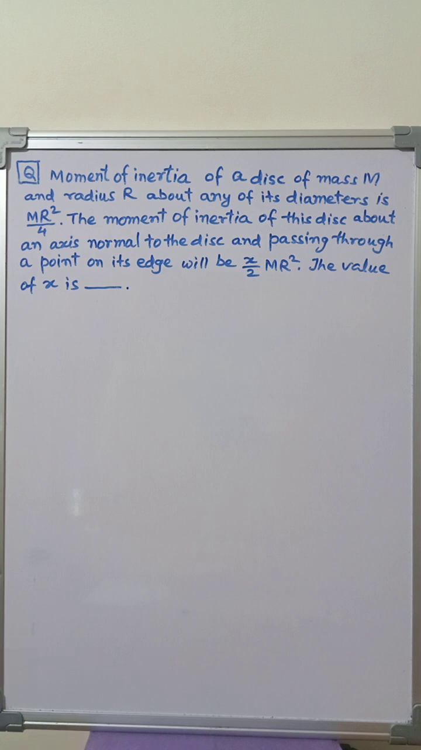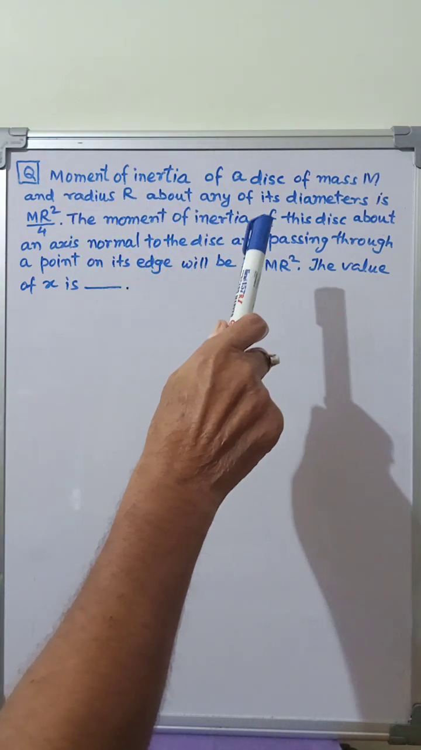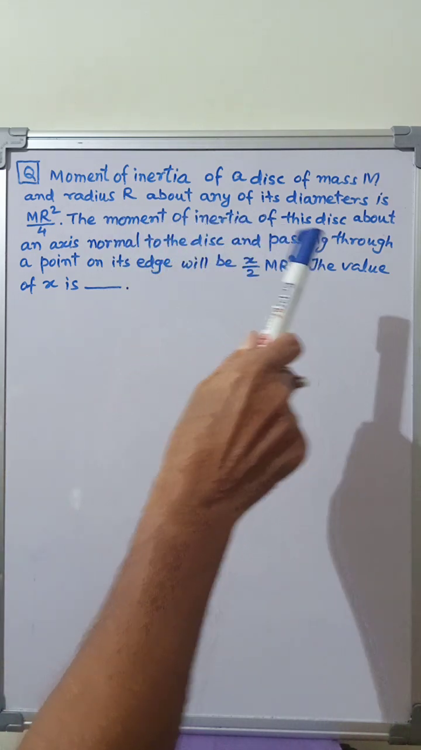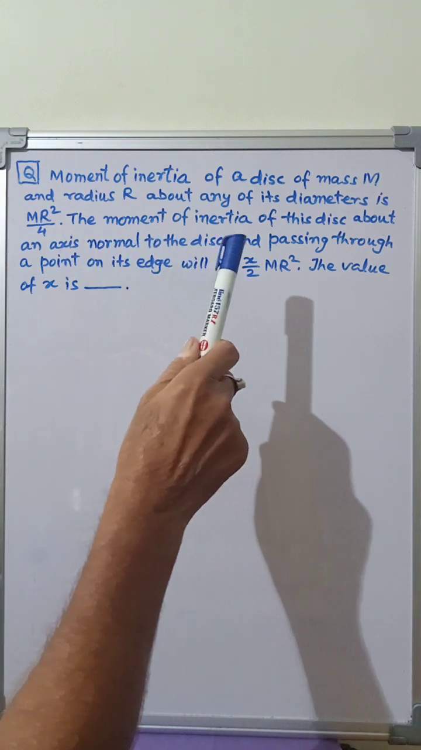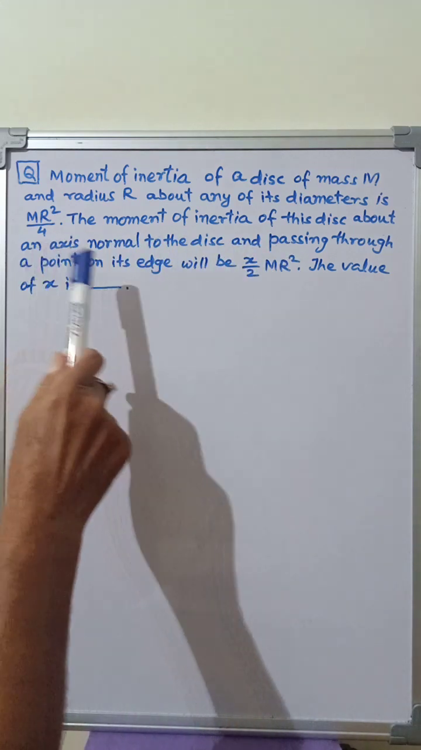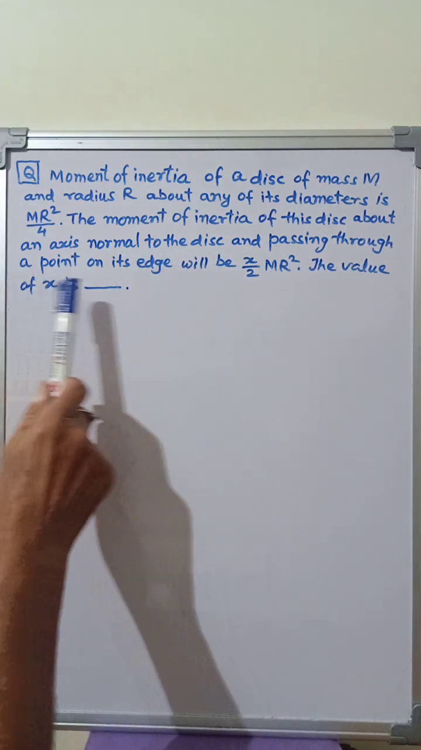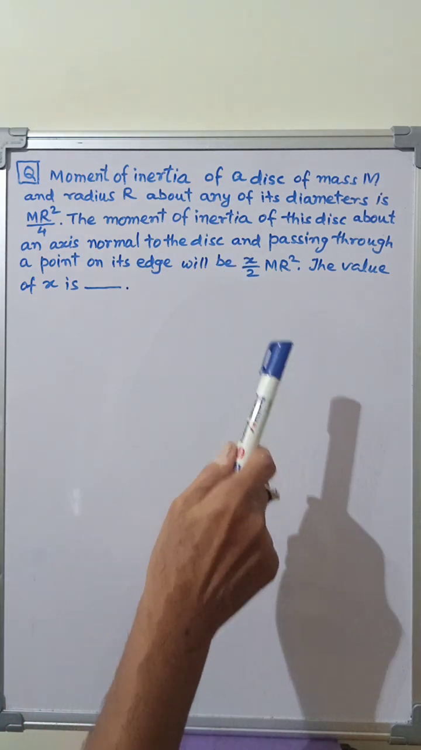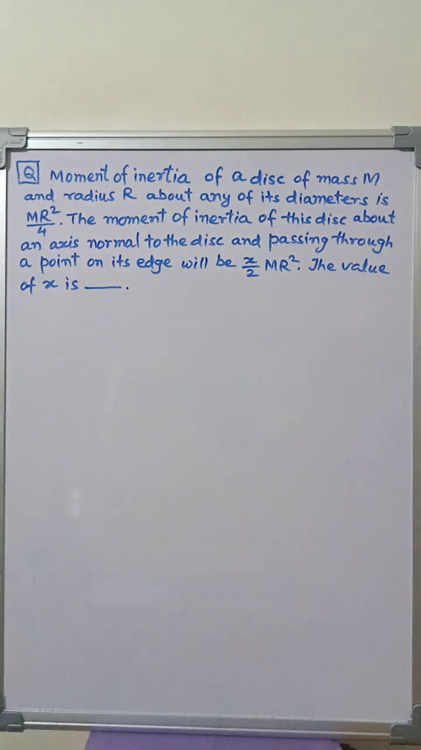Read the question carefully. Moment of inertia of a disk of mass m and radius r about any of its diameters is mr square by 4. The moment of inertia of this disk about an axis normal to the disk and passing through a point on its edge will be x by 2 mr square. The value of x is dash. We are required to fill in this blank with an integer.